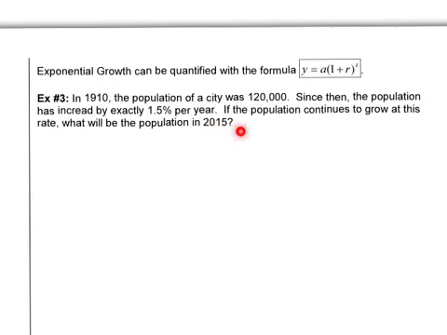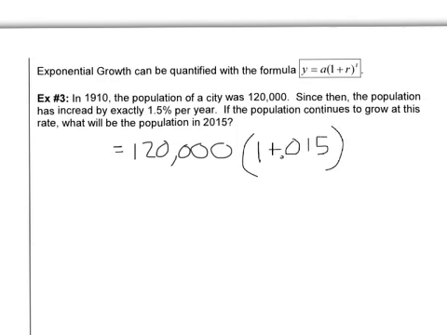Okay, well, we know that the initial population is 120,000, and A stands for the initial here. Our rate of growth is exactly 1.5%. So we would say 1 plus 0.015. That's how you would write percentage as a decimal, 0.015. And how many years will it be from 1910 to 2015? Will it be 105 years?